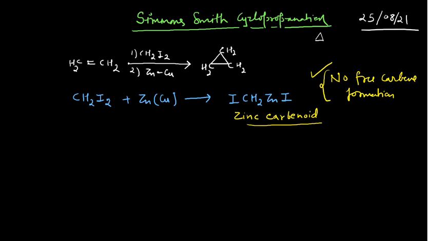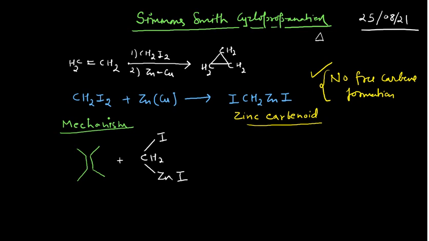See here, I am writing the mechanism for this reaction. For the mechanism, this is my alkene, and I am drawing it in that manner. And then I have my other reagent. That reagent is CH2, with I attached to this carbon, and then the zinc iodide. So I can write ZnI here. So, what is the reaction?